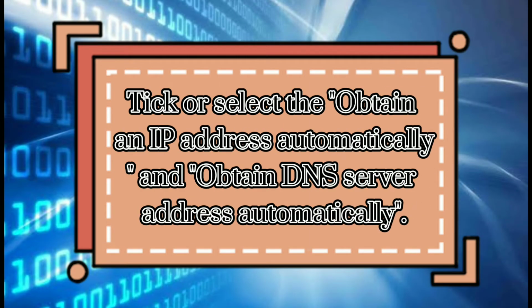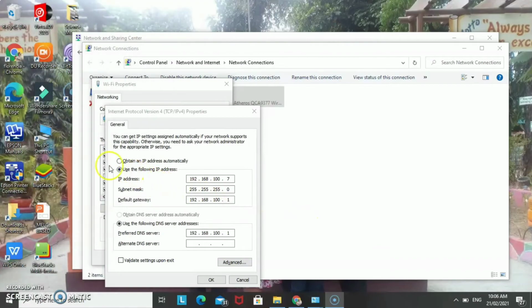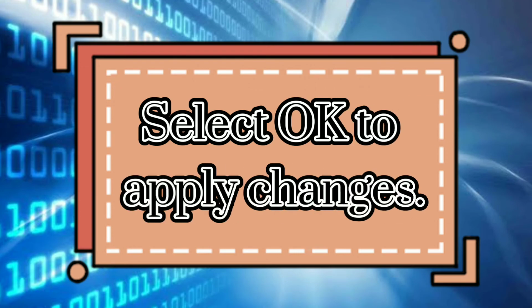The next step is to tick or select the Obtain an IP address automatically and Obtain DNS server address automatically to set the IP address, subnet mask, default gateway, and DNS automatically by the DHCP server. The last step is to select OK to apply the changes.